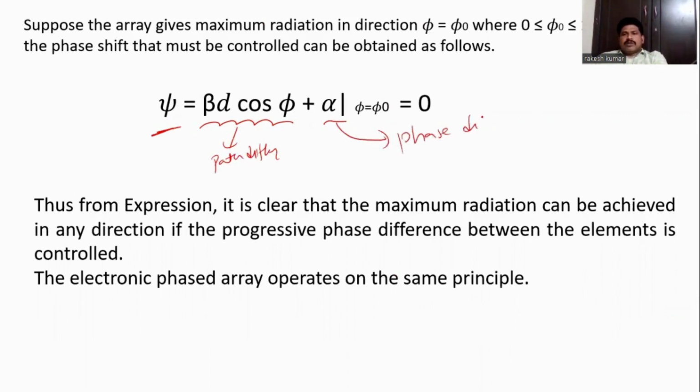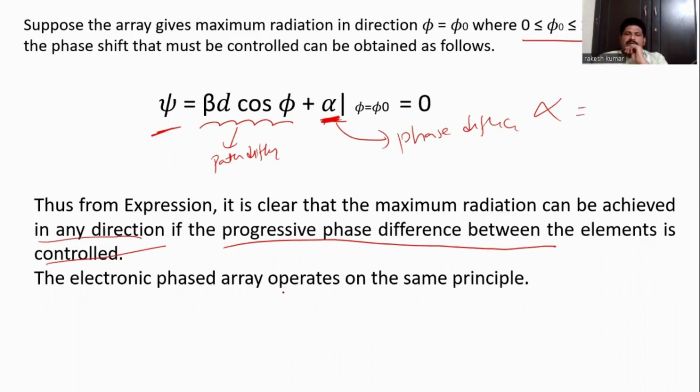So if you vary the value of alpha, you can generate any signal to radiate in between 0 to 180 degrees. It is clear that maximum radiation can be achieved in any direction if the progressive phase difference between the elements is controlled. So how can you control that?